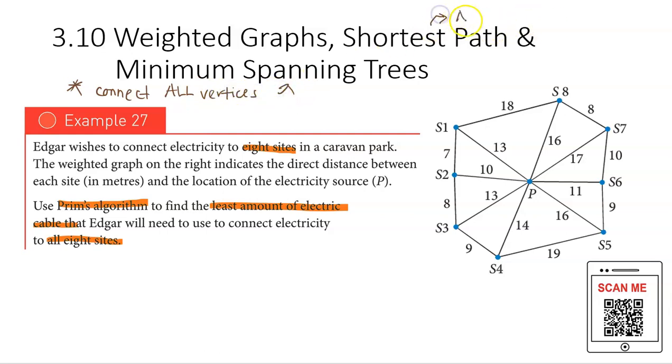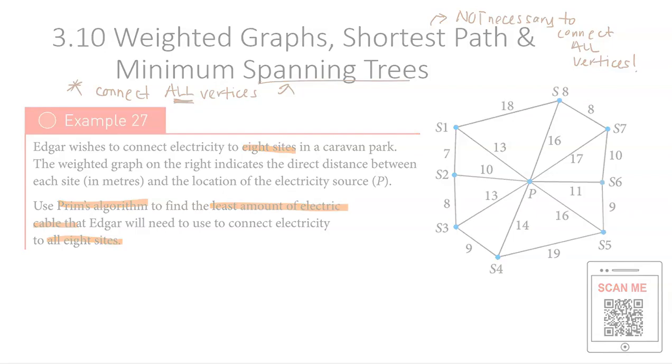So shortest path is not necessary to connect all vertices. Remember, right now we want to find a spanning tree, which must connect all vertices. So how are we going to connect? Let me teach you over here.